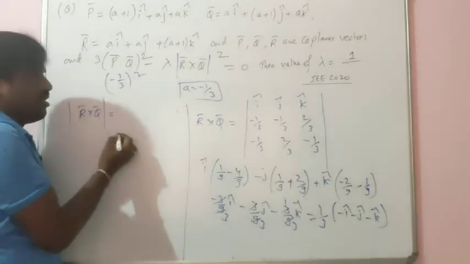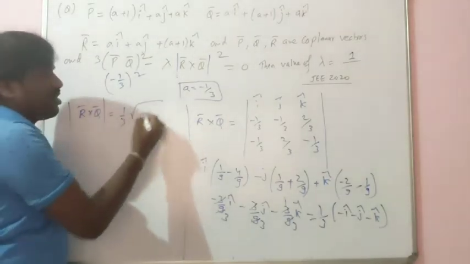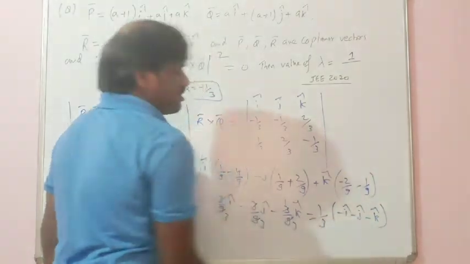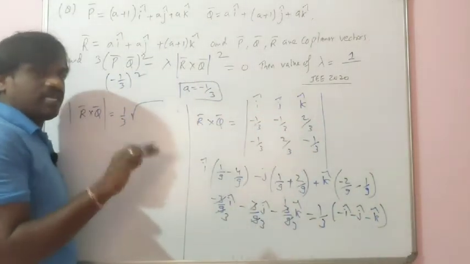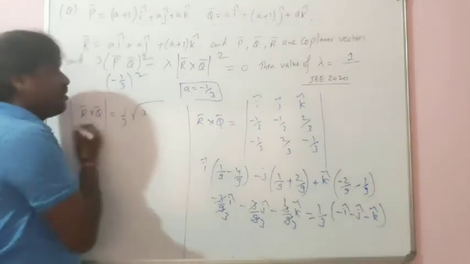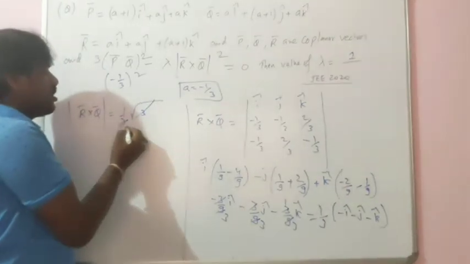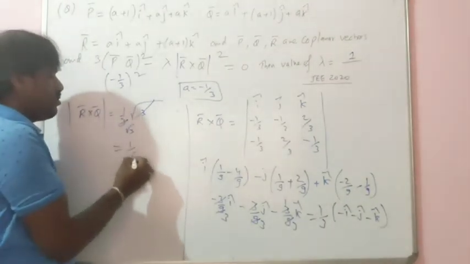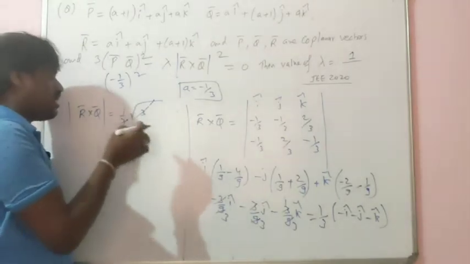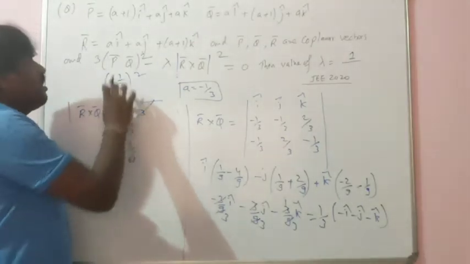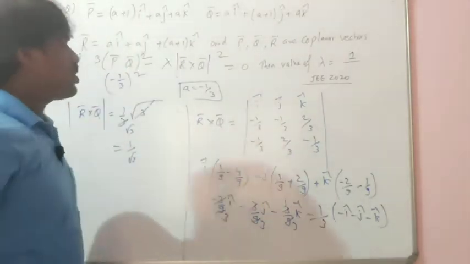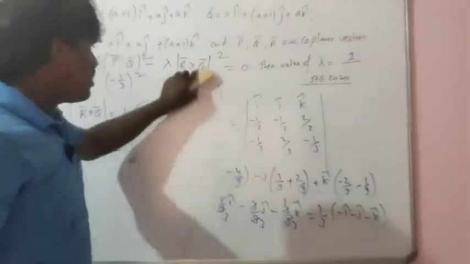Mod will be what here? 1 by 3 is there, under root of this square plus this square plus this: minus 1 square plus minus 1 square plus minus 1 square. That is root 3 I am going to get. So this root 3 cancels, and I got 1 by root 3. See, root 3 by 3 is nothing but 1 by root 3. So I got this value, this value, this value. You can substitute here and you will get the final answer of lambda.